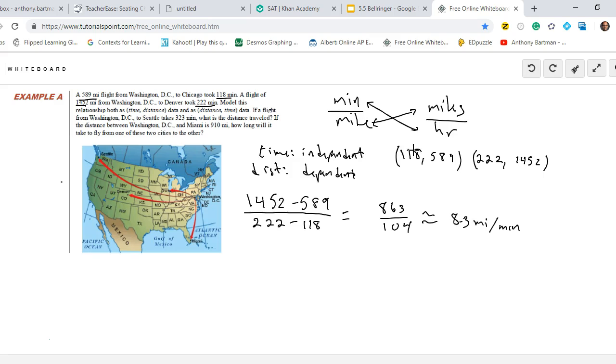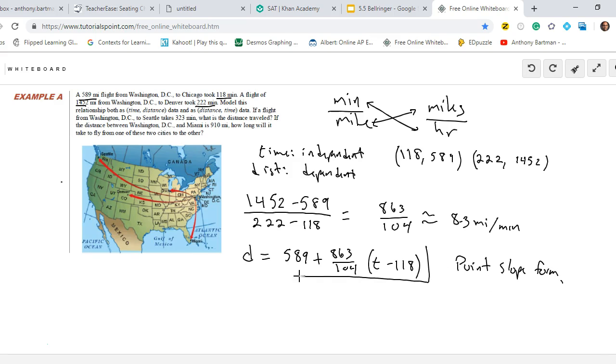Okay, so we can use our first point right here. We can write an equation to say our distance is going to equal 589 plus 863 over 104 times t minus 118. If you remember, this is just point slope form. Okay, so we would have our equation for distance. If we want to find out the distance, we can just plug in the time. Okay, so there we go.